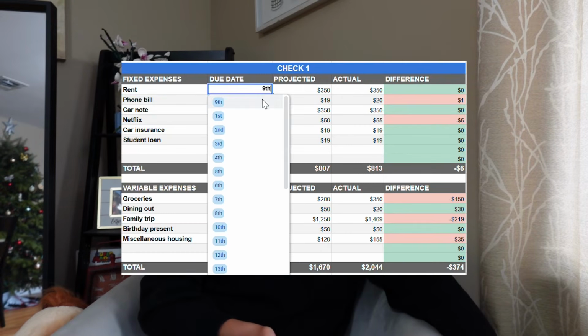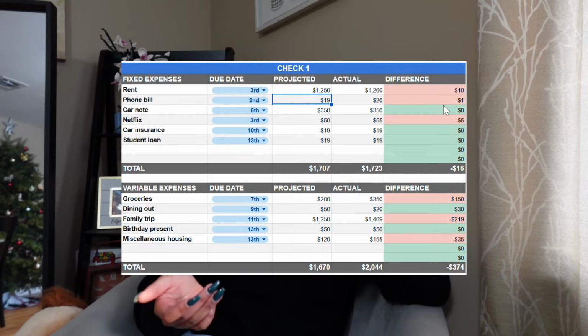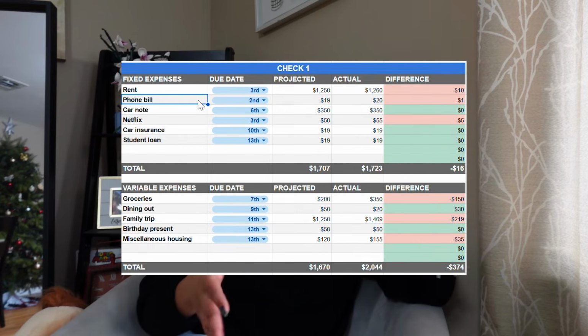So for me, I do my checks, any expenses that are from 1st to 15th is check 1. And anything between the 16th and 30th, I consider check 2. That's how I do it because I get paid the 15th and 31st, and my husband's bi-weekly. So just because my checks are more consistent, that's just how I do it for our household.